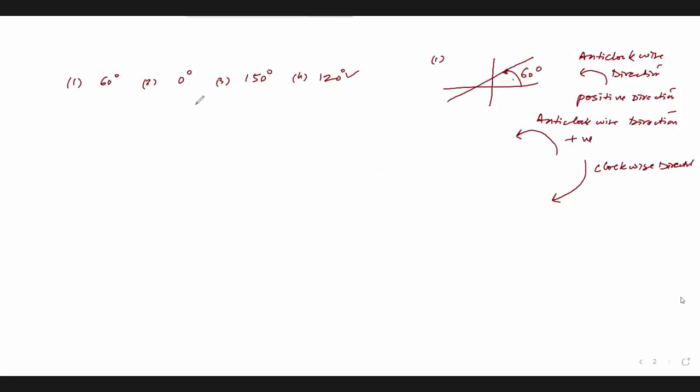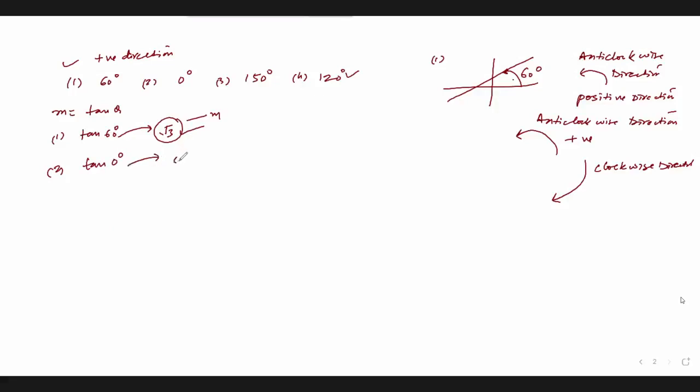As the question says, all these angles are in a positive direction, so we have to find the slope related to them. I know that m equals tan theta. So I will put my angle in the first one, that is tan 60 degree. And what is the value of tan 60 degree? It is root 3. So root 3 is the slope. Second, I need to calculate tan 0. Everybody knows that tan 0 is 0 only. So the slope of the line will be 0.